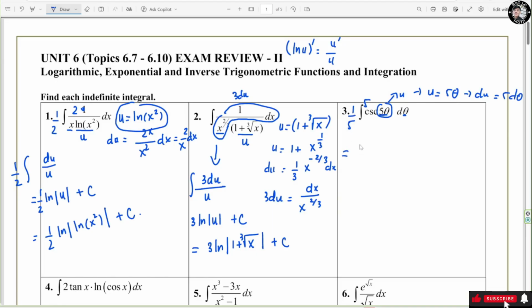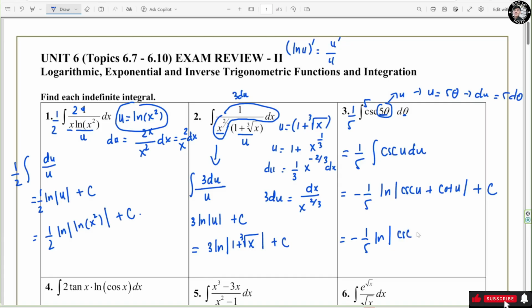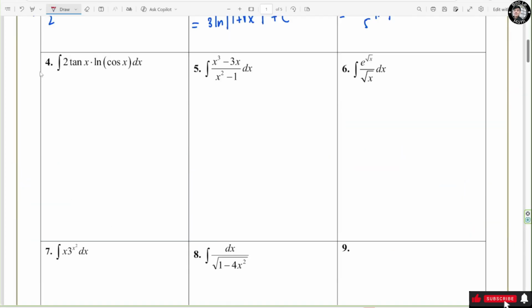So this turns out to be 1 over phi times the antiderivative of cosecant u du, right? And it's going to be negative 1 over phi natural log of the absolute value of cosecant u plus cotangent u plus c, using the formula. Now we substitute back, so it is negative 1 over phi ln absolute value of cosecant phi theta plus cotangent phi theta plus c, right? Now let's move on to question 4.